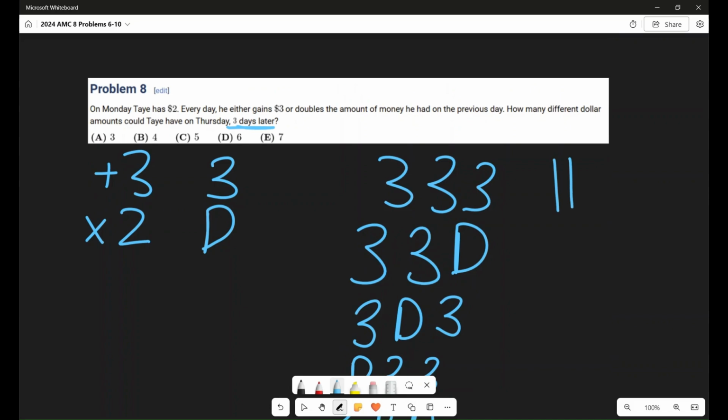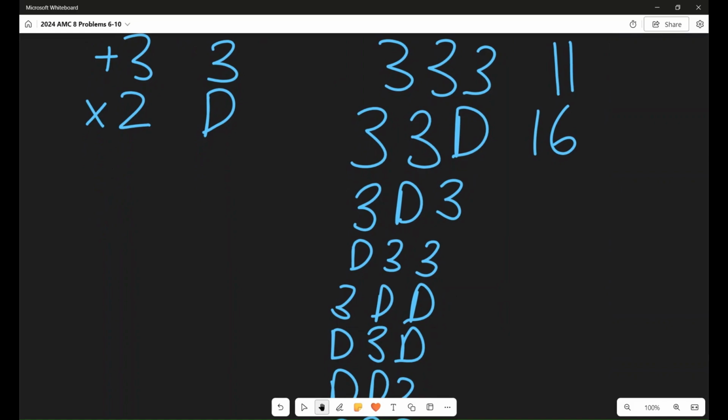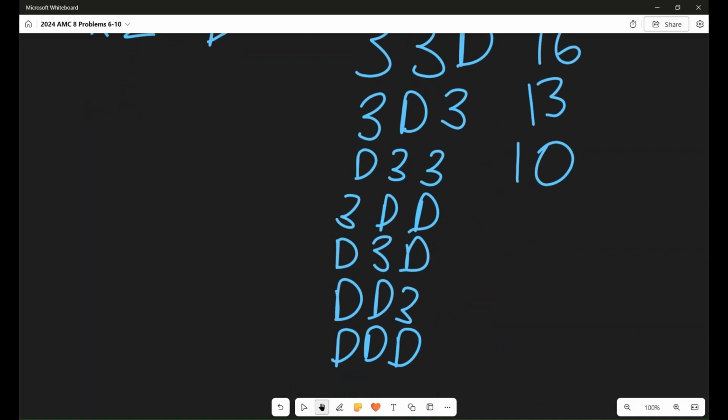If he gains $3 and then $3 more, then he'll have $8. Double it, and you get 16. 2 plus 3, 5, times 2, 10, plus 3, 13. 2 times 2, 4, plus 3, plus 3 is 10. 2 plus 3, 5. Double it twice, and that's 20. 2 times 2, 4, plus 3, 7, times 2, 14.